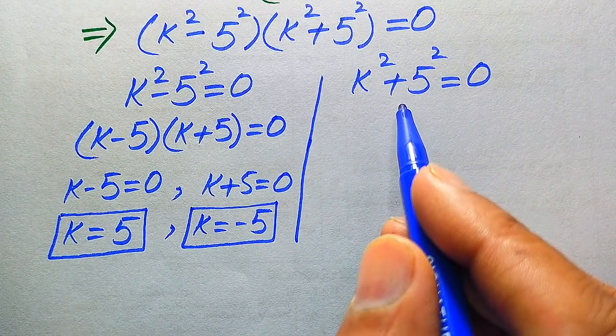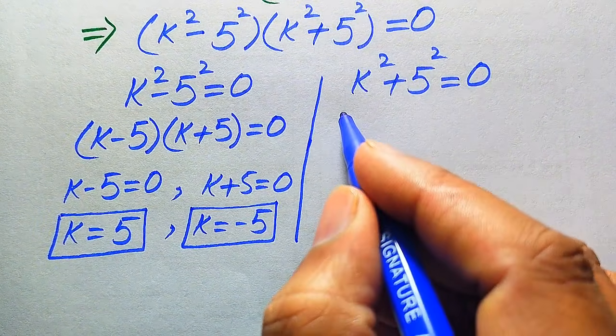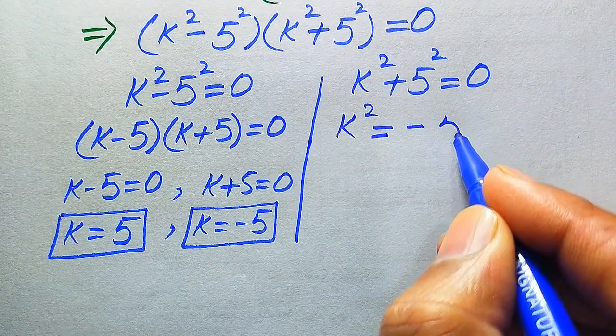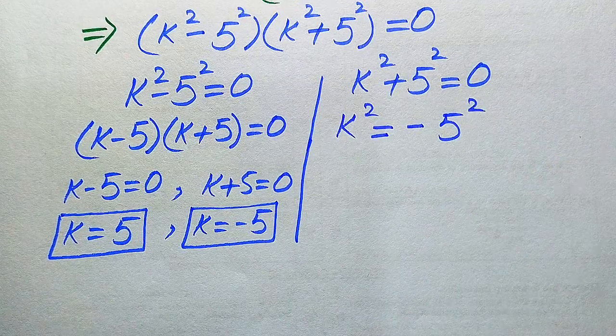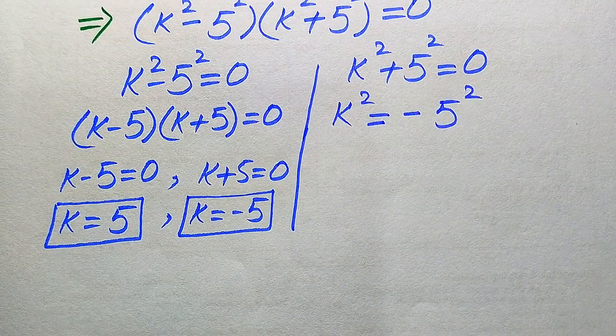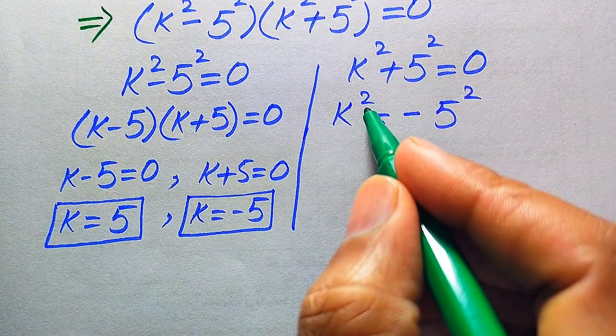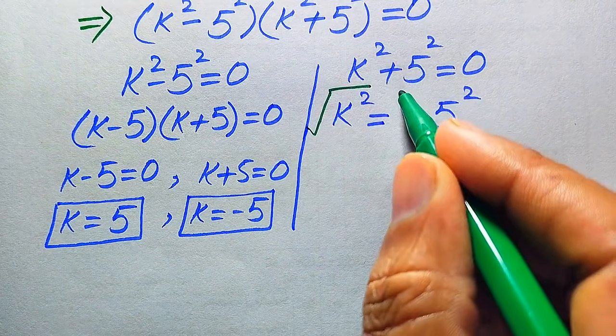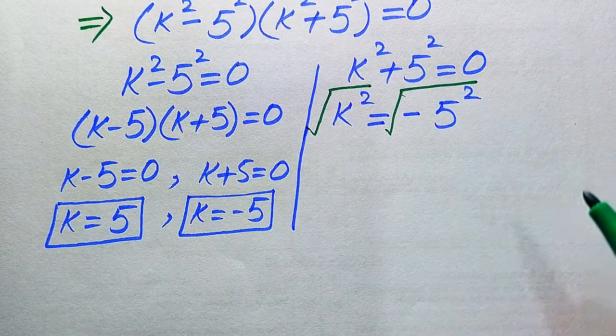And in this case we move this plus 5 square to the right-hand side, and it becomes k square is equal to minus 5 square. And here our target is to get the values of k. So for this we need to remove this square sign. That's why we need to take a square root on both of the sides.